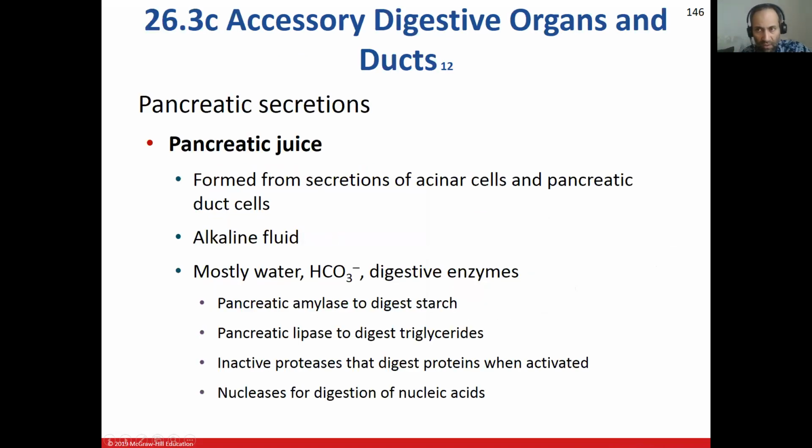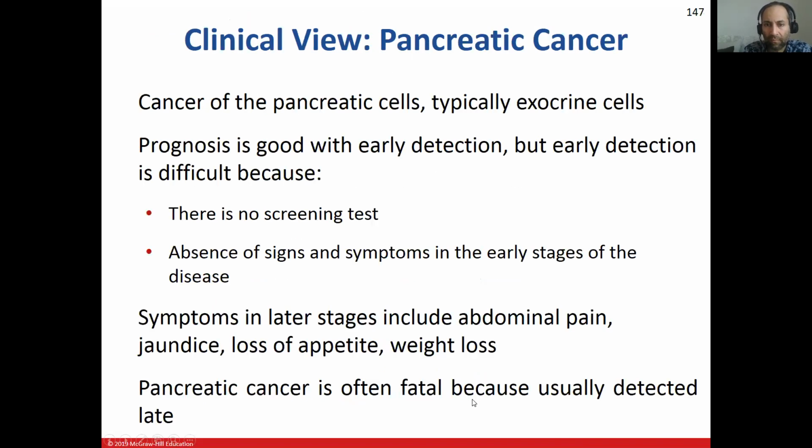So pancreatic juice is alkaline, mostly water, also bicarbonate ions, as you can see here. It has all kinds of enzymes to help you digest your food, like pancreatic amylase to digest starch from your food. Starch only comes from plant foods, right? Pancreatic lipase to digest fats or triglycerides, okay? And nucleases, which digest your nucleic acids, DNA and RNA.